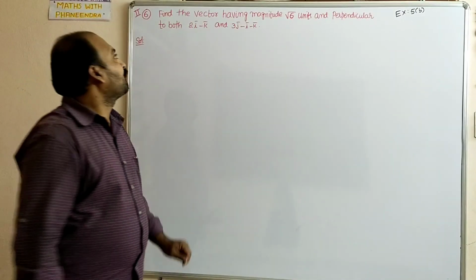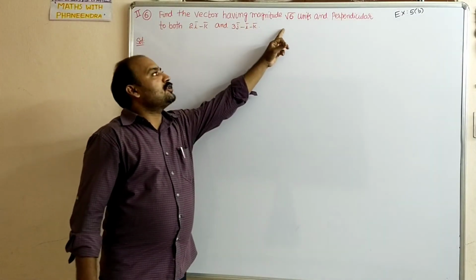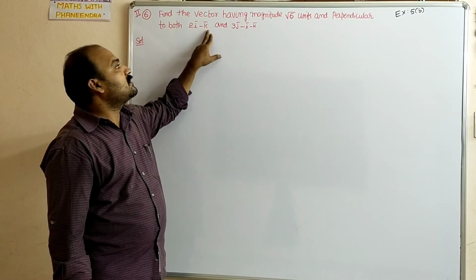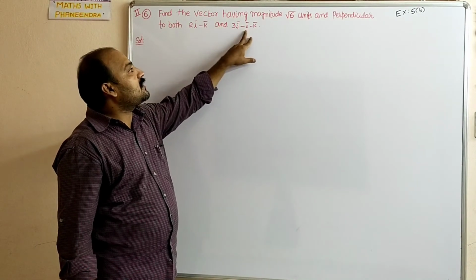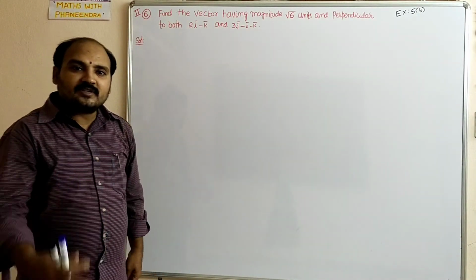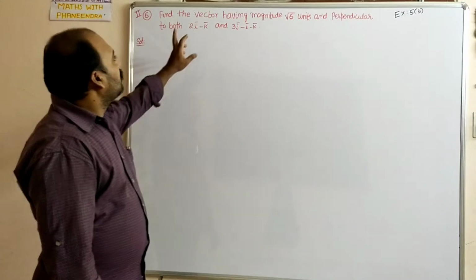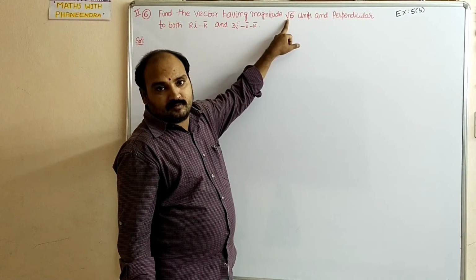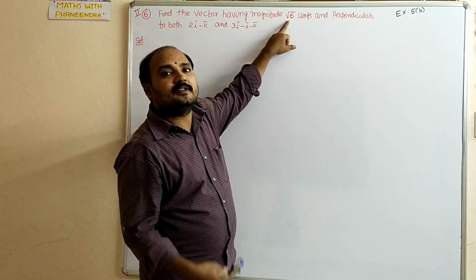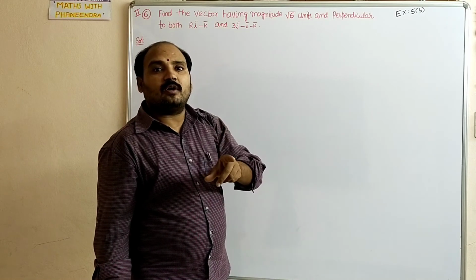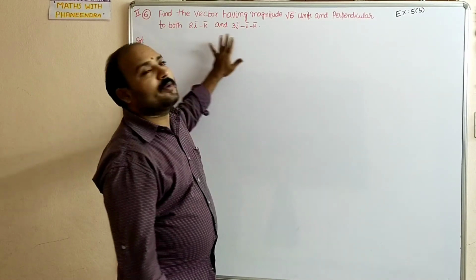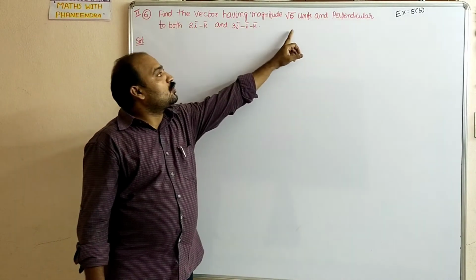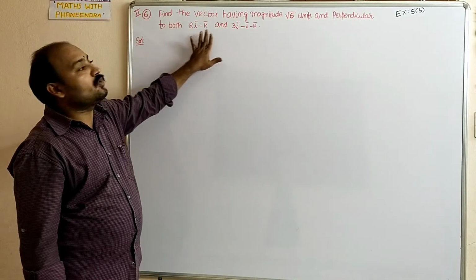The next question. Find the vector having magnitude root 6 units and perpendicular to both 2i minus k bar and 3j minus i minus k. In the previous classes we discussed that whenever a vector's magnitude is given, indirectly it is a unit vector along a bar and b bar. So the vector having magnitude root 6 units and perpendicular to both vectors.